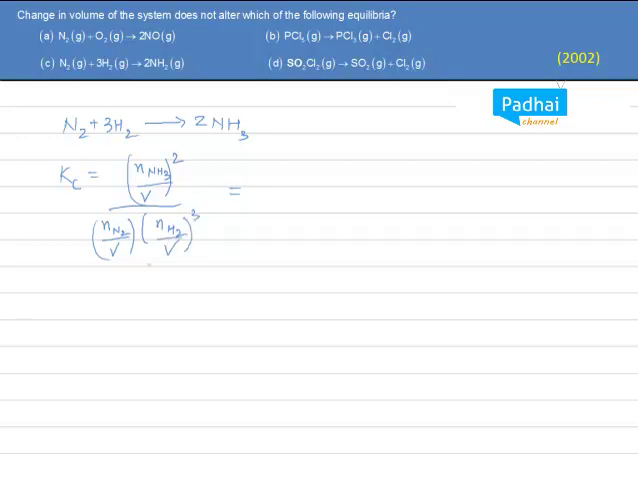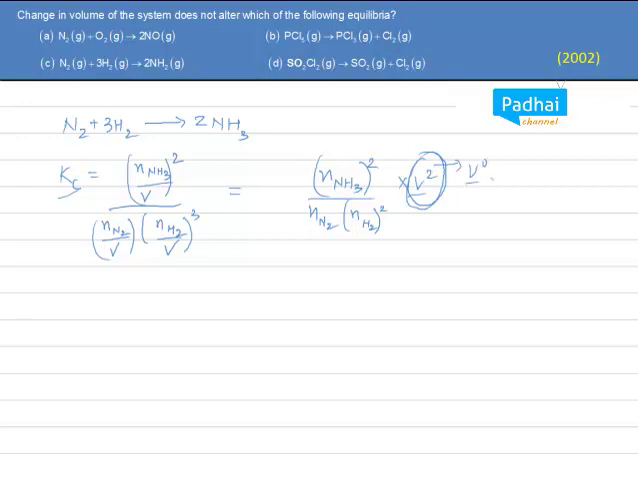If I have to cancel out the volume, this is the volume of the vessel, right? So I can rewrite it as number of moles of NH3 whole square divided by number of moles of N2 into number of moles of H2 whole cube, right? So it will be V raised to power 2. Now if I change the volume, what will happen? Obviously the equilibrium will have to shift somewhere, right? So we have to find a reaction in which this V comes out to be 0.